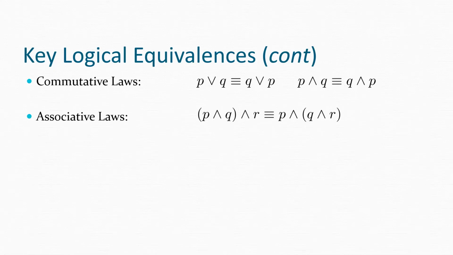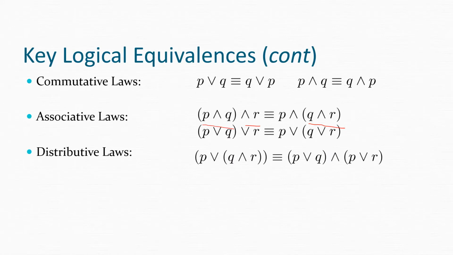Associative laws, that is, P and (Q and R) is equivalent to (P and Q) and R. That is, if we take the conjunction of P and Q first, and then take the conjunction with R, or we take the conjunction of Q and R first, and then take the conjunction with P, we have the same truth value in both cases. So this is called the associative law for the AND operator, and this is the associative law for the OR operator.